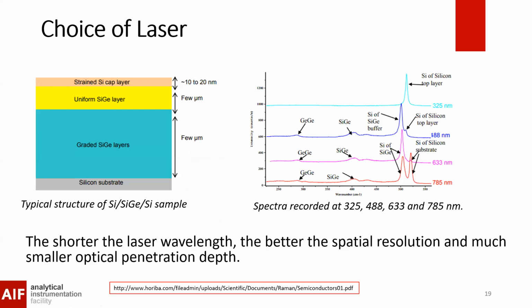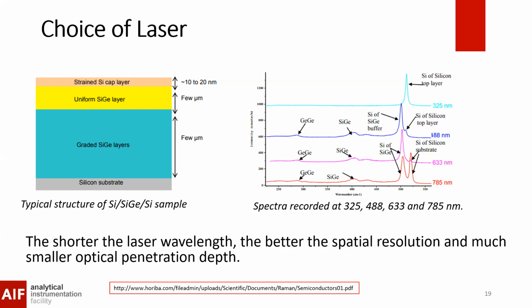As I mentioned earlier, the lateral resolution and vertical spatial resolution both depend on the laser wavelength. So the shorter the laser wavelength, the better the resolution in all directions. And this is also true for the optical penetration depth. The shorter the laser wavelength, the smaller the optical penetration depth. So let's look at an example shown here.